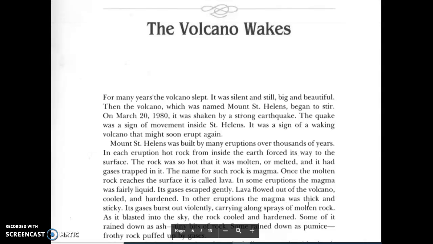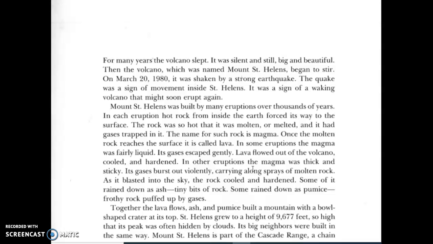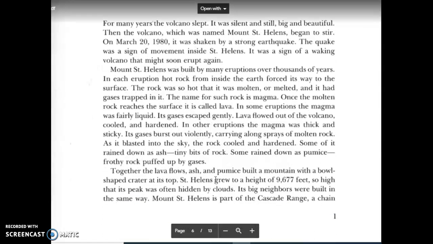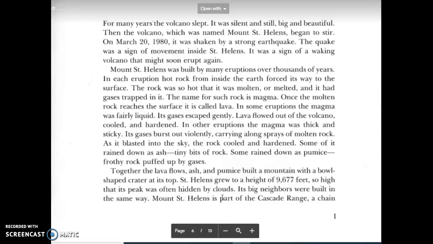In other eruptions, the magma was thick and sticky. Its gases burst out violently, carrying along sprays of molten rock. As it blasted into the sky, the rock cooled and hardened. Some of it rained down as ash, tiny bits of rock. Some rained down as pumice, frothy rock puffed up by gases. Together, the lava flows, ash, and pumice built a mountain with a bowl-shaped crater at its top. St. Helens grew to a height of 9,677 feet, so high that its peak was often hidden by clouds.